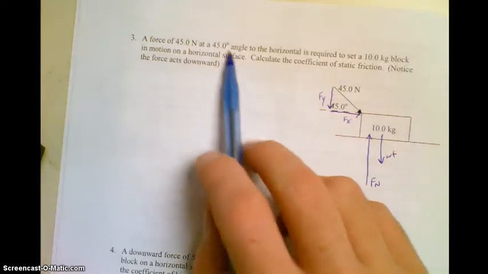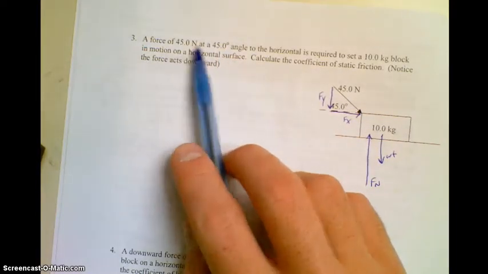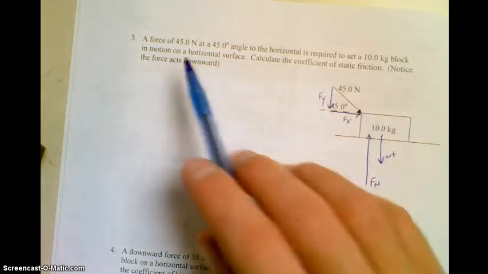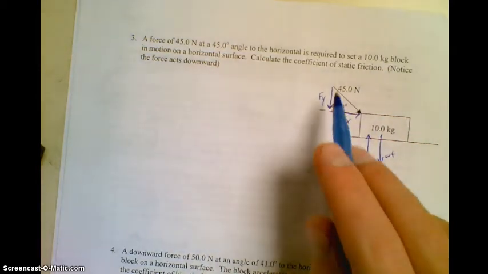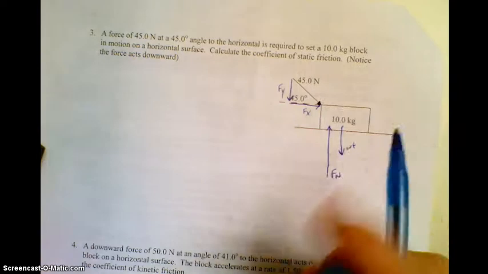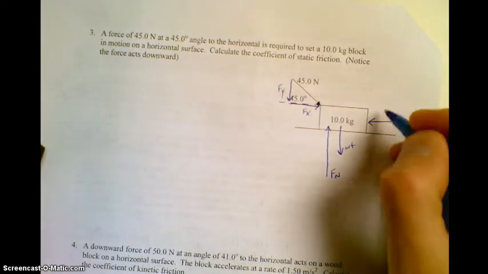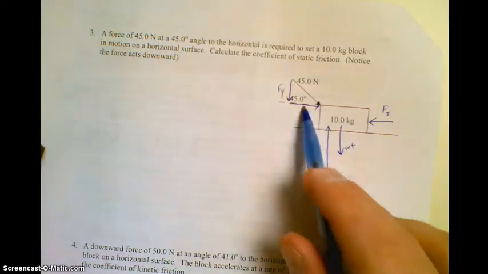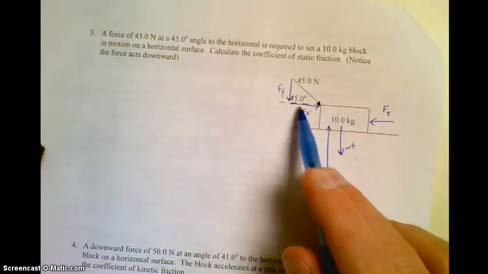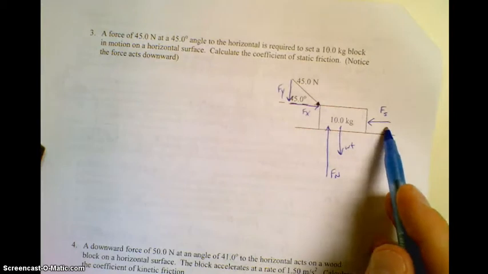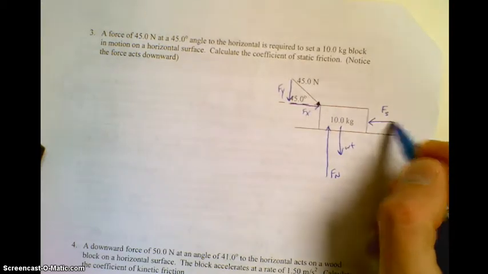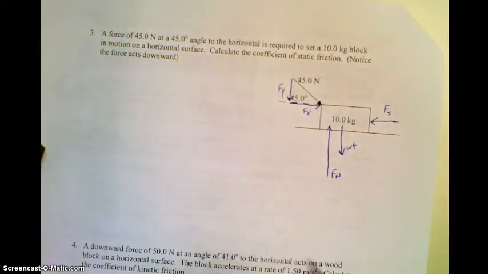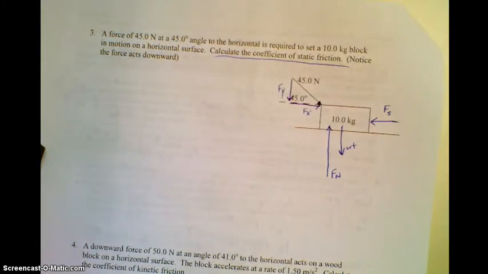Now we're going to look. It says this force is required to set the block in motion. So this is just getting it to start to move. So if that's the case, we have what's called static friction that's now equal to the force that's horizontal. These are now balanced. So I'm going to let you do this problem. It's going to be very similar to the last one, except we're solving for static friction instead. So I'll let you do that, pause the video, and then come back.